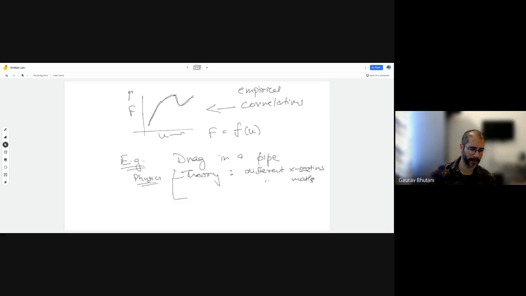In the experiments, you will always work with a particular cross section. You will have lots of experiments for circular cross section pipes. You'll have lots of experiments for square cross section ducts, and so on, for different aspect ratios on the ducts. So it is cross section specific.